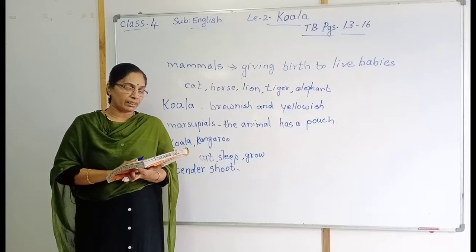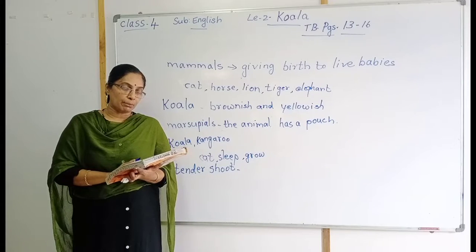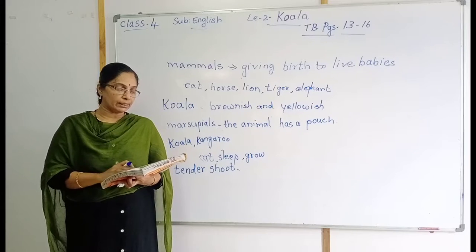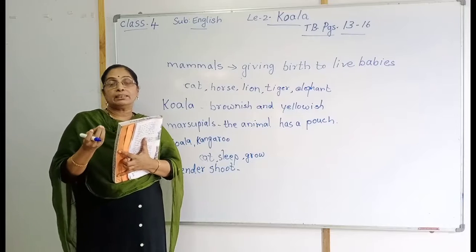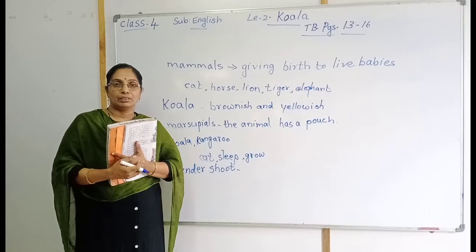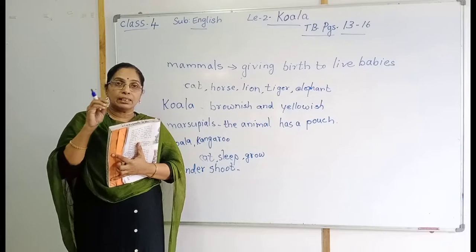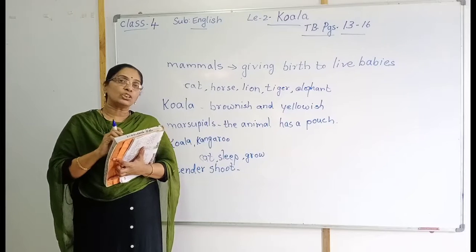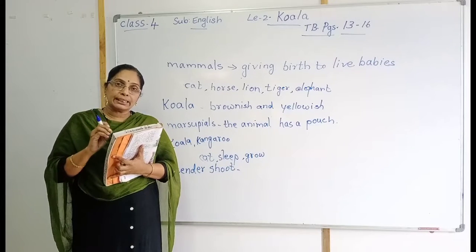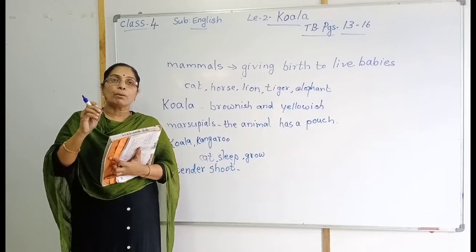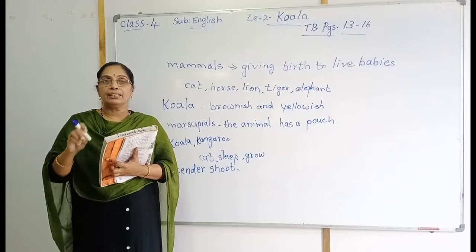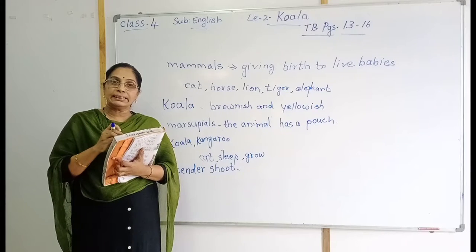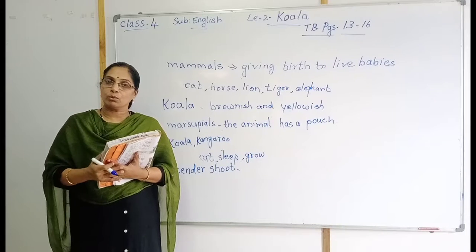Then next paragraph. A koala does sometimes drink, but the leaves it eats provide most of the water it needs. This koala is not drinking water. How? This leaf contains water also. Through eating the leaves, it gets the water which is in them. Okay, children. Through eating the leaves, the koala is getting food and water also.